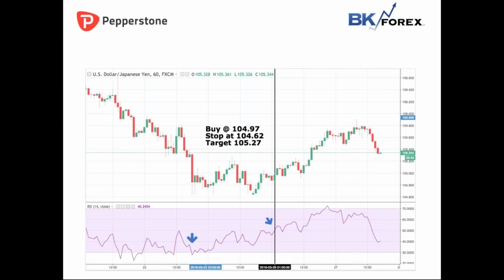So here we buy at 104.97, stop at 104.62, target at 105.27. And of course, you want to pick the trades that ideally set up when it's a busier time of the day, either during the European session or during the North American trading session, for example.